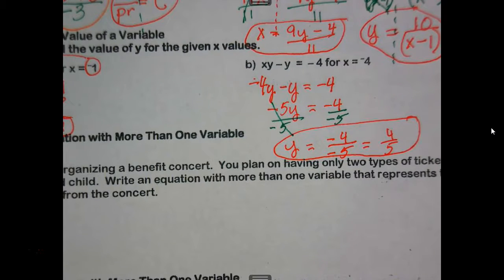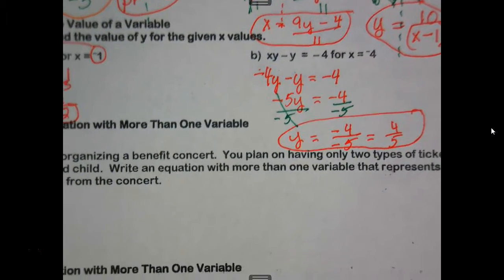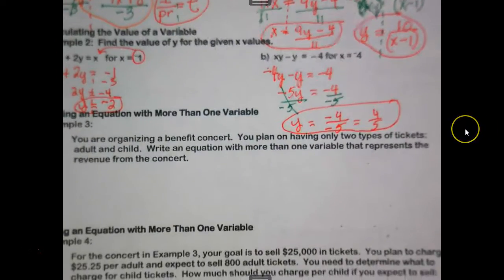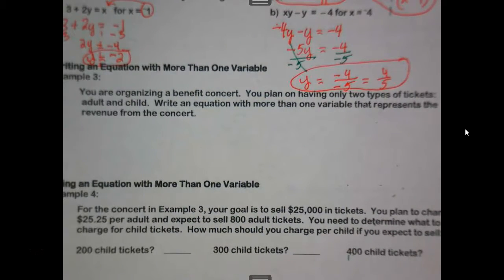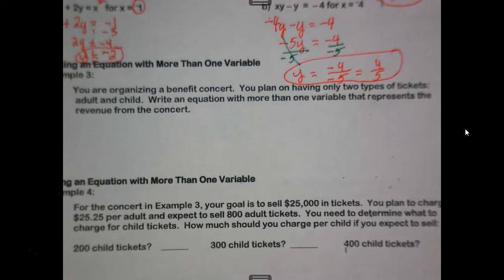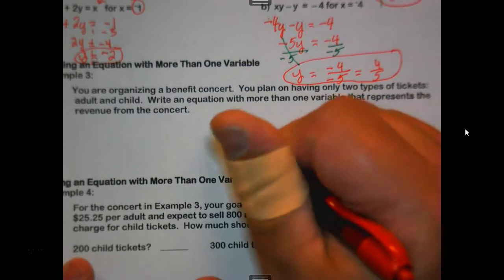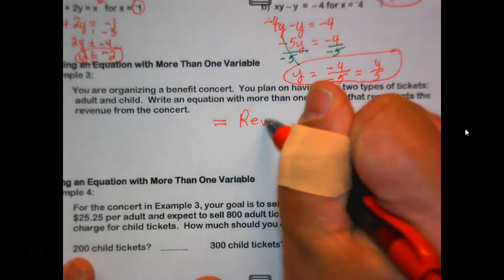Example 3, some more word problems. Now you guys are starting to scare me with your algebra skills. Okay, you are organizing a benefit concert. You plan on having only 2 types of tickets, adult and child. Write an equation with more than one variable that represents the revenue from the concert. Okay, so we need to represent the revenue. So that equals the revenue, right? Right.